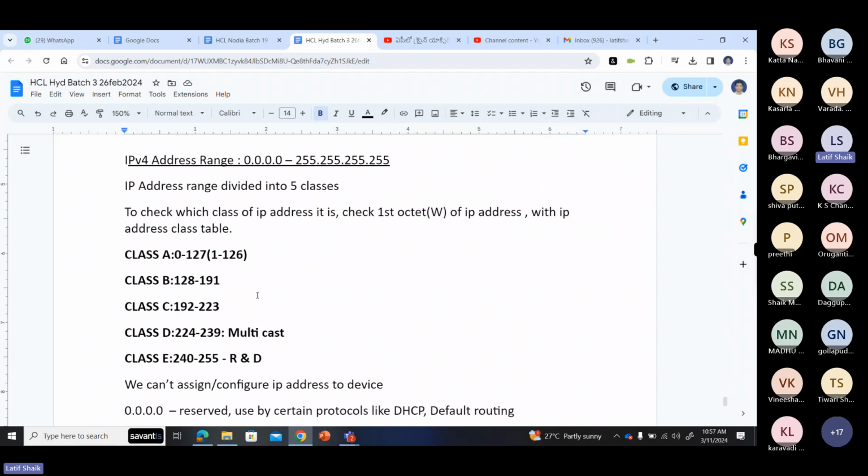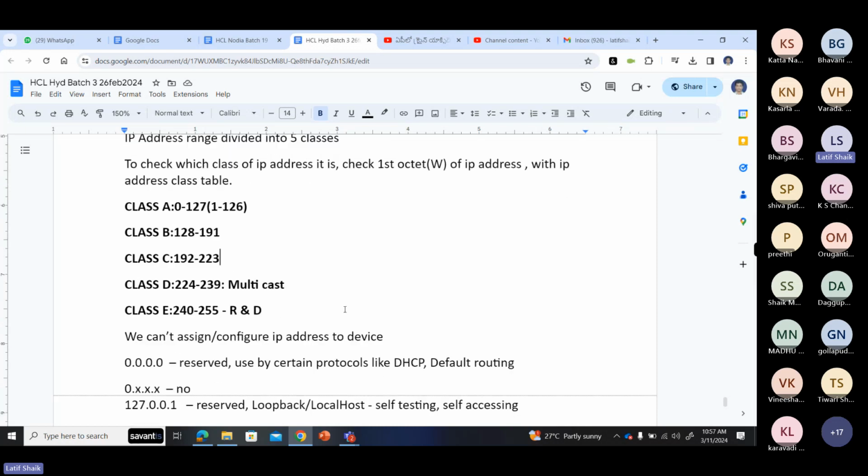Class A 0 to 127, Class B 128 to 191, Class C 192 to 223, Class D 224 to 239, Class E 240 to 255. So these are the 5 classes. In this one, Class D and Class E IP addresses, we don't assign to any of our networking devices.